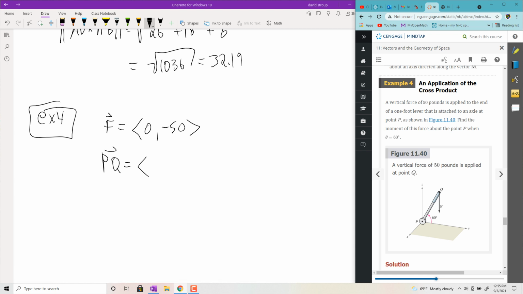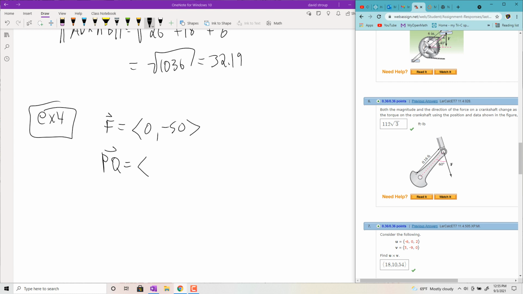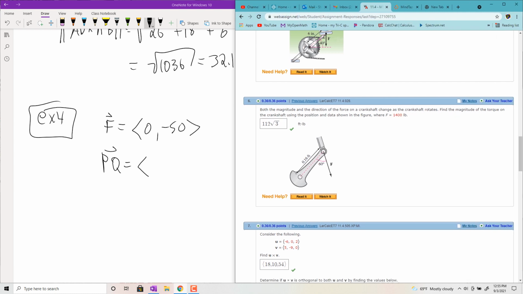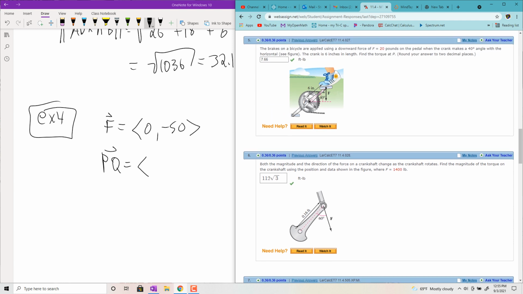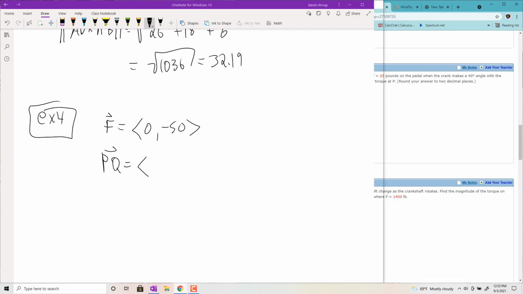Be careful, because some of the problems in the homework will give you the measure of the lever in inches, and really you need it in feet. Let's see if they try to pull that on you here. Yep, in this one they do. It says 6 inches, but you have to convert that into 1/2 of a foot. They want their answer in foot-pounds, which is the unit for torque, so you have to make sure all the units are the same.